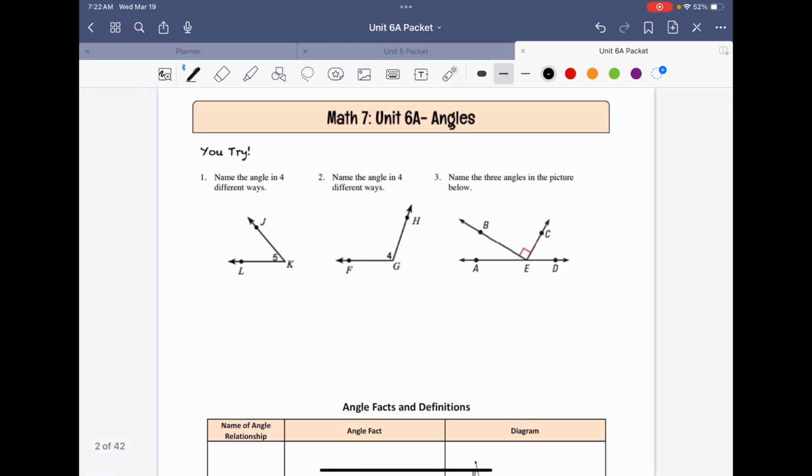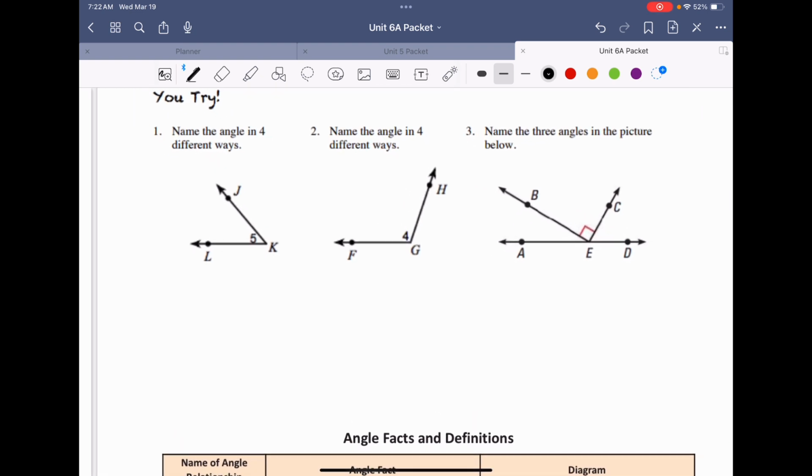Next page. So I'm going to have you go ahead and try this, so please pause the video. You're going to name these angles in 4 different ways like we just practiced. Go ahead. When you're all set, unpause and check.